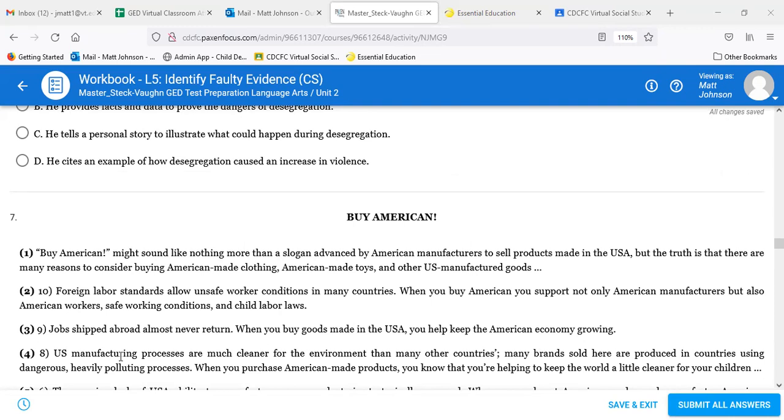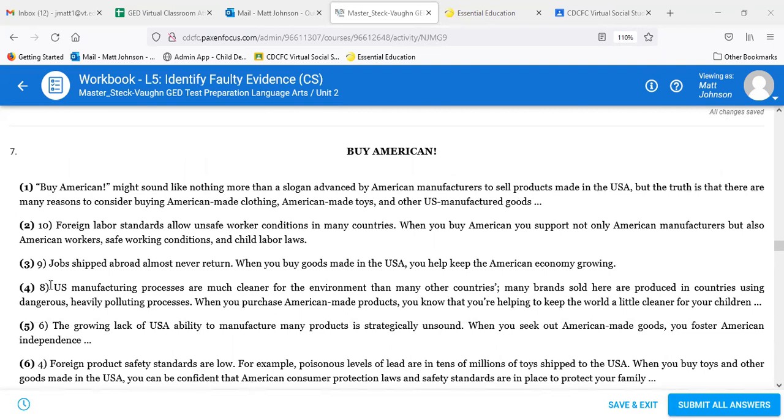Foreign labor standards allow unsafe conditions in many countries. When you buy American, you support not only American manufacturers, but also American workers' safe working conditions and child labor laws. Jobs shipped abroad almost never return. When you buy goods made in the USA, you help keep the American economy growing. US manufacturing processes are much cleaner for the environment than many other countries. Many brands sold here are produced in countries using dangerous, heavily polluting processes. When you purchase American-made products, you know that you're helping to keep the world a little cleaner for your children.